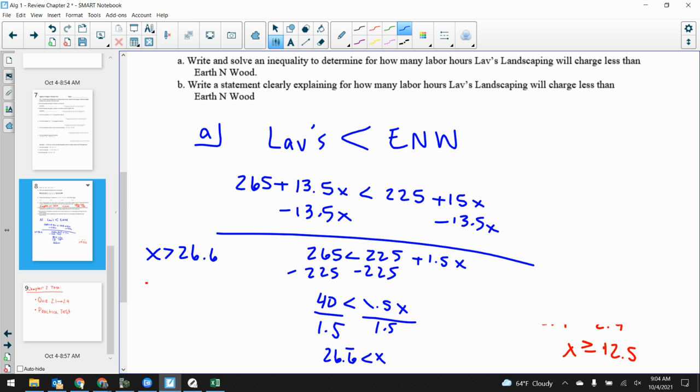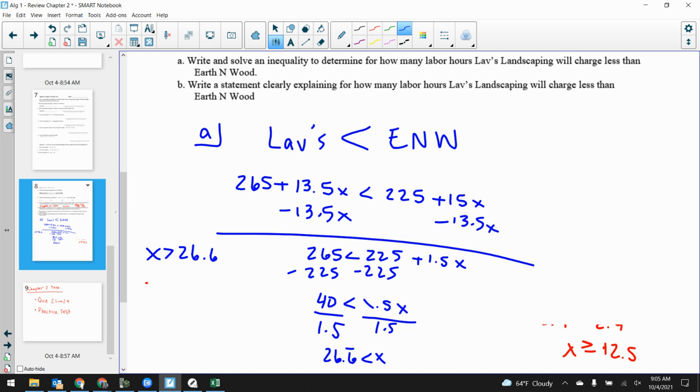Now, this is the whole Dino Discovery Museum problem all over again. We have to now figure out how we state our answer. Well, what's my initial premise? I want to know when Labs Landscaping is cheaper. So that's how we start our statement. Labs Landscaping will be cheaper when, what's X? What does X mean? Hours.